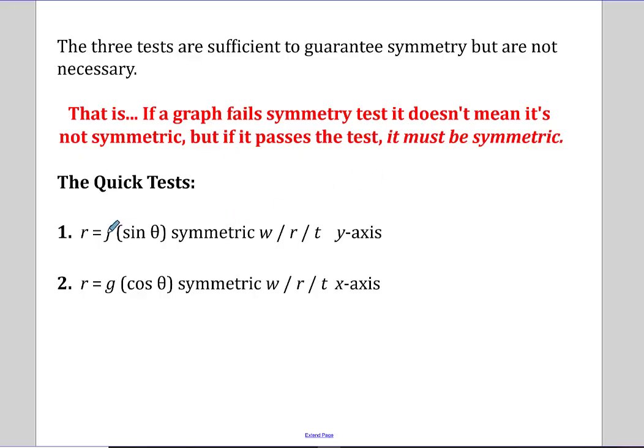So when we have r equals f of the sine of theta, it's symmetric with respect to, this should be the x-axis. This is backwards. I take that back. This is right. If you have r equals 4 sine of theta, it's symmetric with respect to the y-axis. And if you have cosine of theta, that would be symmetric with respect to the x-axis.